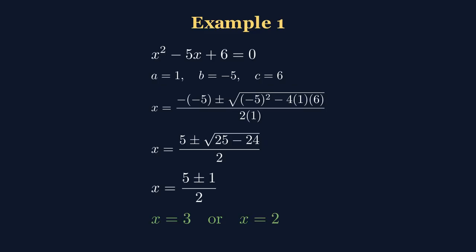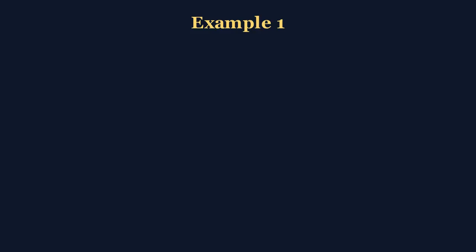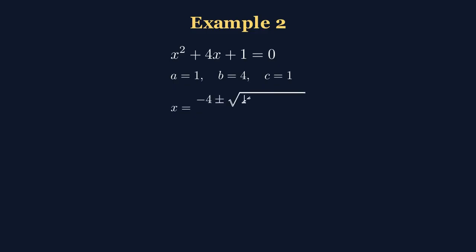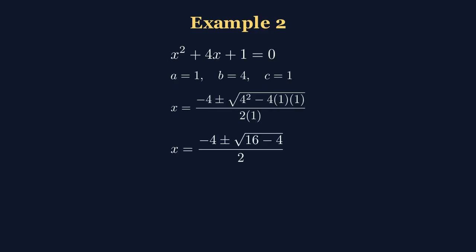Example 2. Solve x squared plus 4x plus 1 equals 0. Here a is 1, b is 4, and c is 1. Substitute into the formula again. The discriminant is 16 minus 4, which is 12. The square root of 12 simplifies to 2 square root 3. After dividing by 2, the roots are x equals negative 2 plus or minus square root 3.